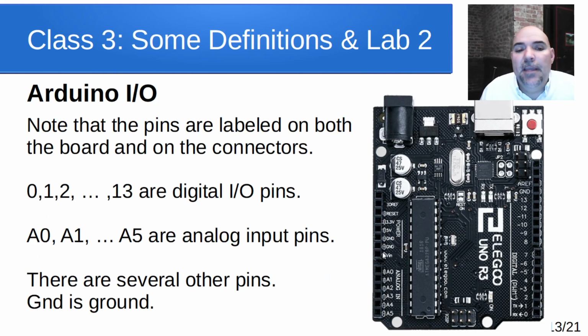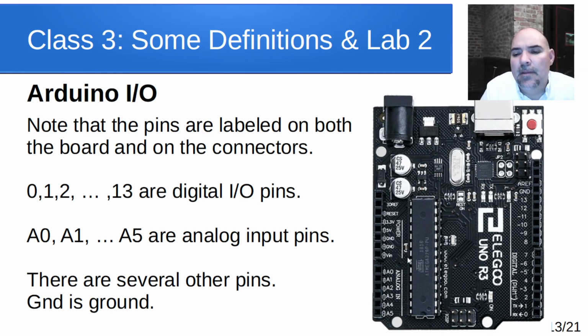Okay, note again that the pins are labeled on both the board and on the connectors. So these ones here labeled 0, 1, 2, 3, 4, 5, 6, 7, 8, 9, 10, 11, 12, 13. Those are digital I/O pins, and I/O means input and output. So those can both be configured as an output, meaning you can change the value high or low, or they can be an input, to read the value if it's high or low.